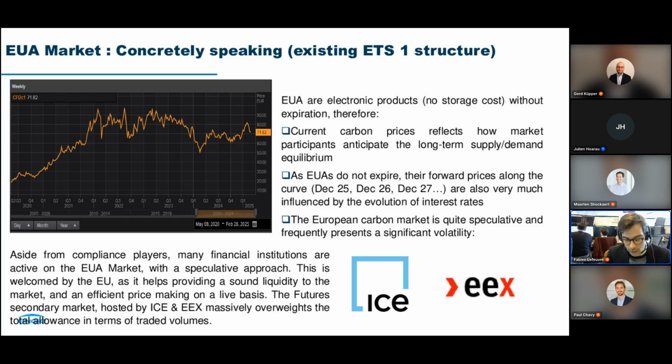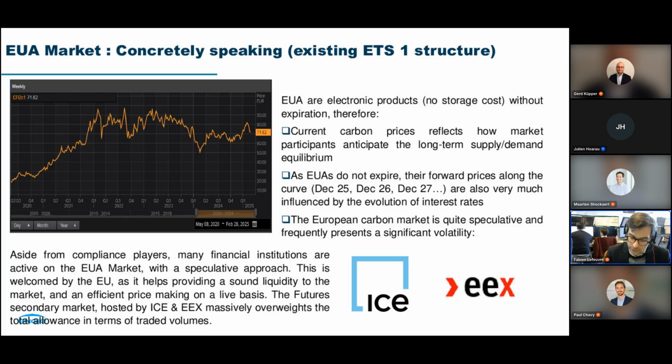The mere difference you'll have between an EUA delivered today or in 3 years will be the cost of money, basically. Something which is quite important to grasp as well is that the European market is quite speculative and frequently volatile, because it's in the EU philosophy to welcome this surge in liquidity. They believe that aside from compliance players, which just want to buy EUAs to meet their commitment, you're going to have funds or banks which are going to enter the market on a much more speculative approach, to make assumptions on the market and get out of it with a premium.